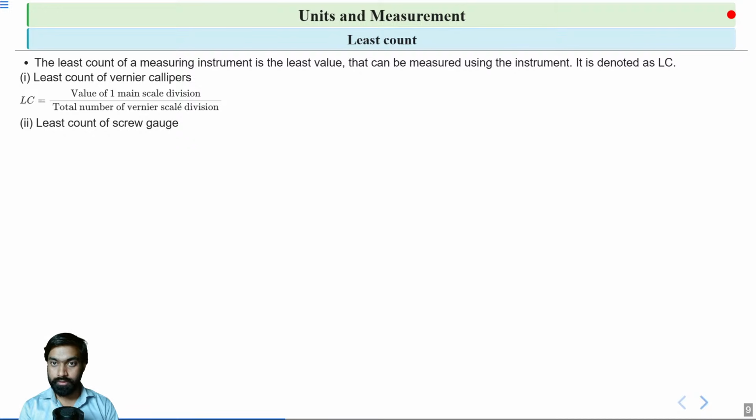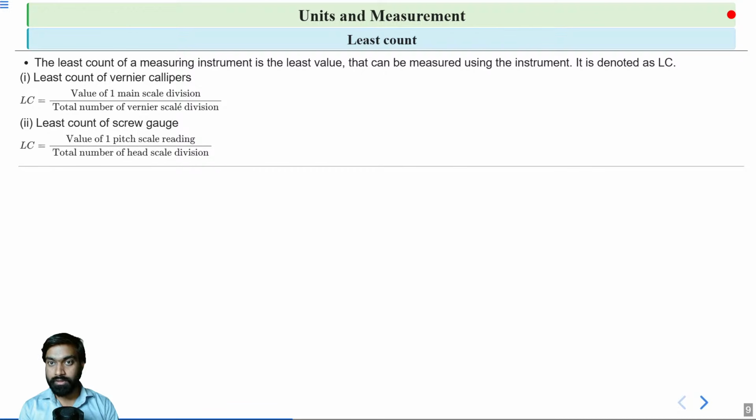Second, screw gauge. This is an even more precise instrument, which is used to measure very small things, like the thickness of a wire. Its least count can be up to 0.01 mm. For screw gauge, the formula for least count is LC equals the value of one pitch scale reading divided by the total number of head scale divisions. So lower least count means higher precision. The lower the least count of an instrument, the more precise the measurement will be.